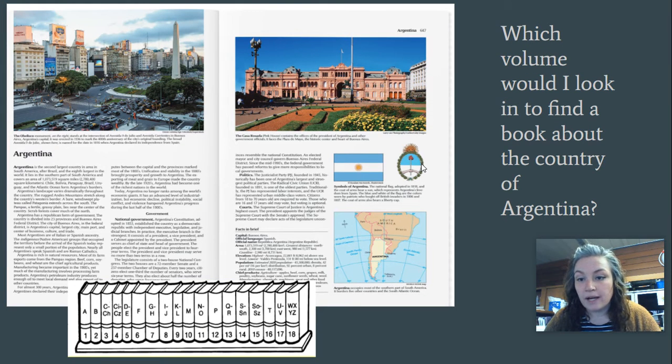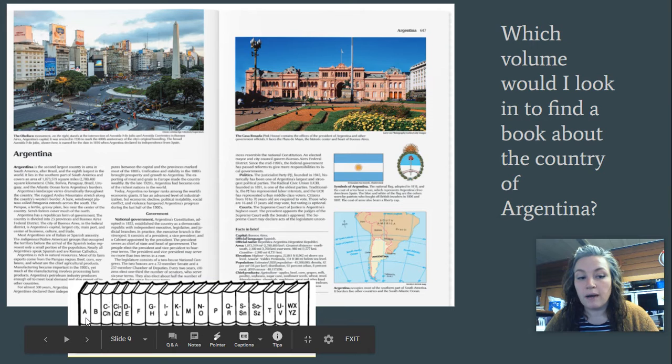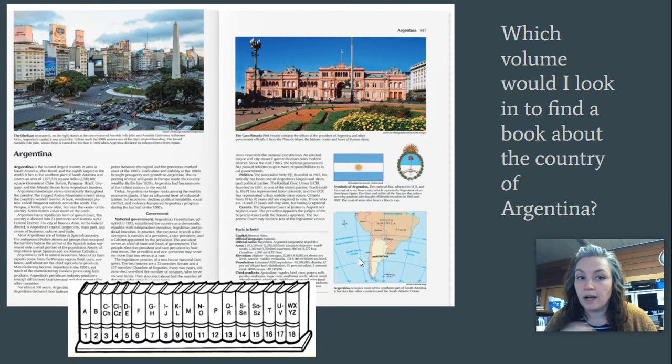So we're going to do some practice on which volume you would find different topics in. For this one, if I wanted information about the country Argentina, which is in South America, I would need to grab volume 1 for the A's, and I would need to open it up and again turn the pages until I found Argentina. This is an example of what I might see there.